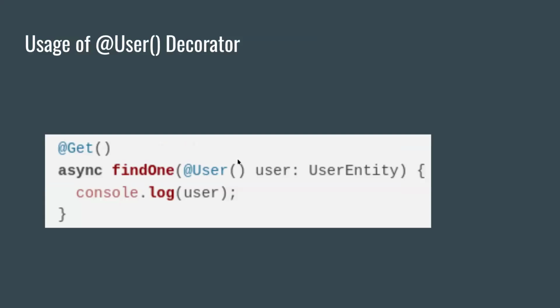Once we have our custom User decorator, we can use it in our controllers to access the user property more easily. Here is an example. The User decorator here is used to inject the user property directly into the handler method, making the code more readable and concise.